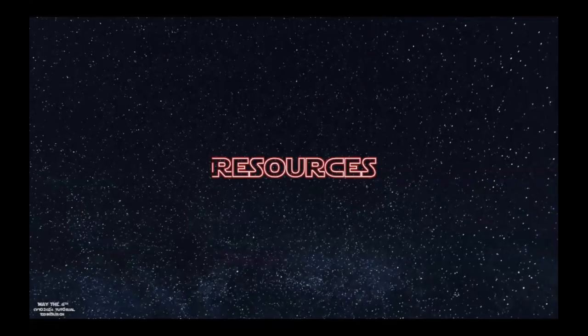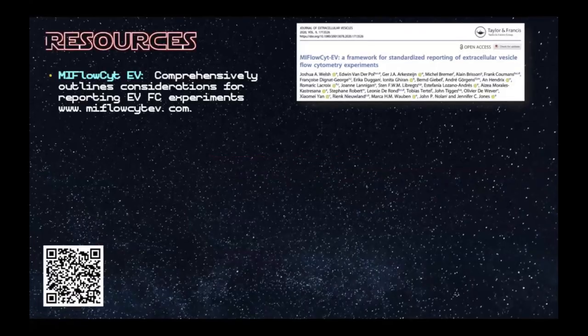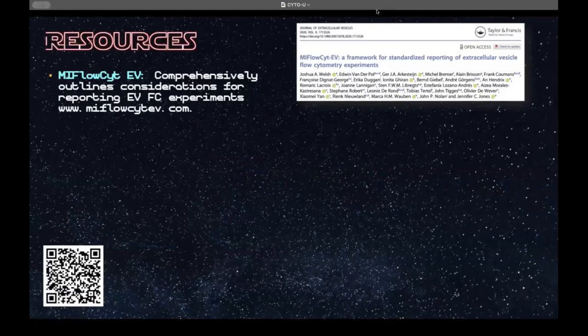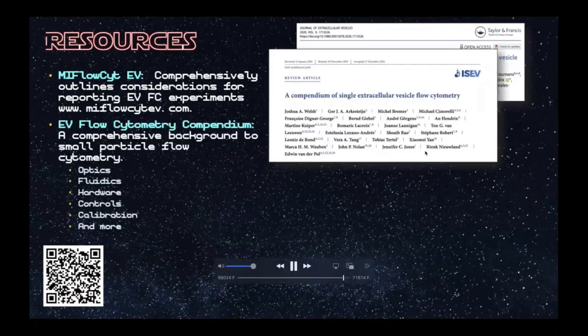So just finally, I want to mention a couple of useful resources. There's a huge amount of content to take away from this talk, but we've worked on a lot of manuscripts that go over all of this detail, so you can study it in far greater length and in your own time. So MIFlowCyt-EV is about the reporting requirements so that you can make sure that people can reproduce your work. The EV flow cytometry compendium is a great sleep aid. It will help you understand all of the complexities of fluorescence and light scatter and instruments, and also all of the controls involved with EV analysis.